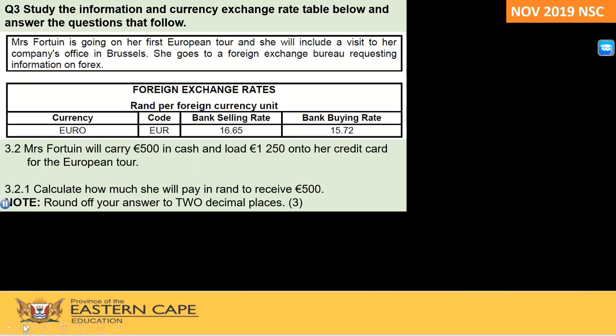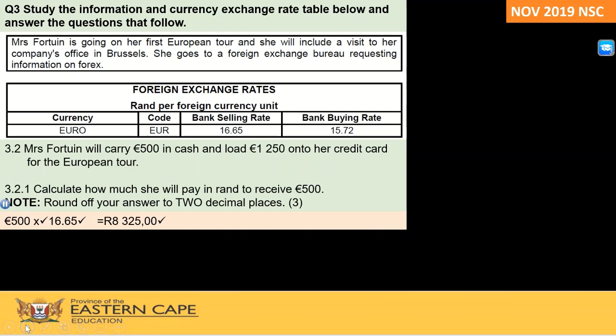And if you ask yourself, what is the bank doing with the foreign currency? The bank is selling the foreign currency to Mrs. Fortuin because she must receive 500 euro. And there you will see the answer up on the screen. 500 euro multiplied by 16.65 will give Mrs. Fortuin the amount of 8,325 rand.